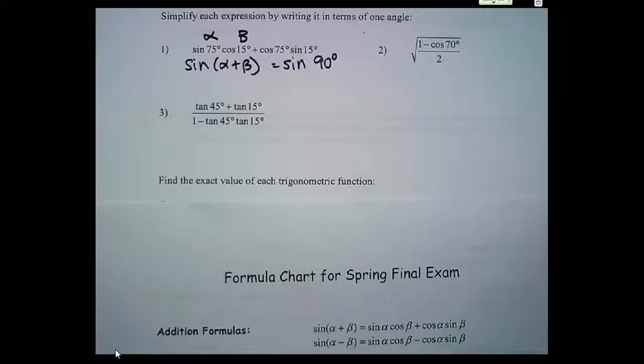Okay, I'm going to give you a minute or two now to do number 2 and 3 the same way. And then I'm going to turn this back on and I'll write the answers for you. Try that.